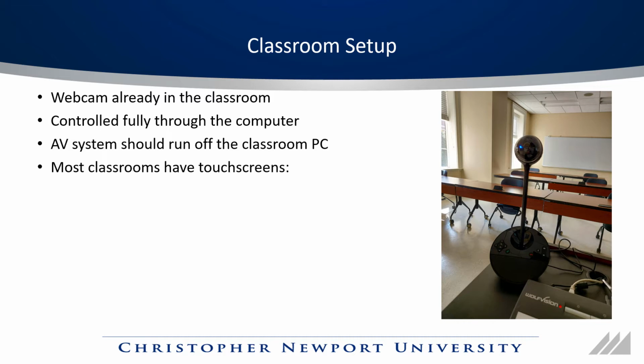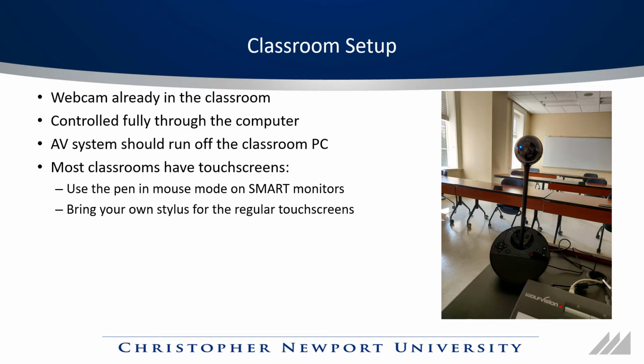And most classrooms have touchscreens you can use with the whiteboard tools and some of the other tools as well. So for those tools, you'll use the pen in mouse mode. So you push the physical button on the smart monitor that looks like a mouse cursor. If you've got the smart monitors, so that's all of Luter and most of Forbes. If you've got the regular touchscreens, they're mainly in McMurrin, but a few in Forbes as well. You'll have to bring your own stylus if you want to use one. These are the cheap styluses you can get at the dollar store or on Amazon, or that come on pens frequently.